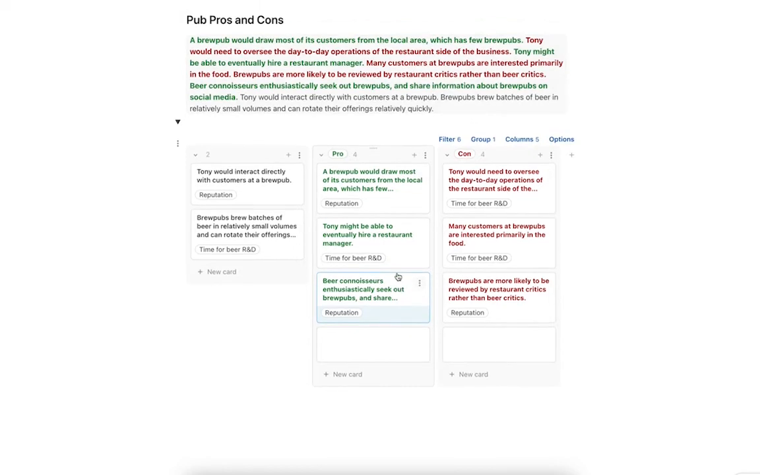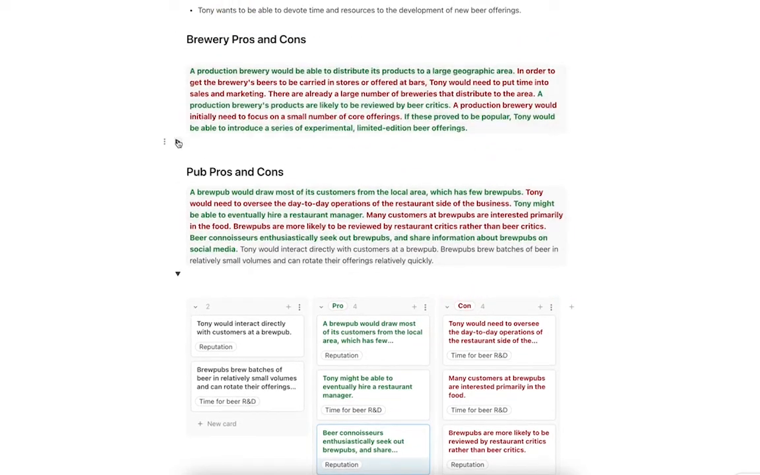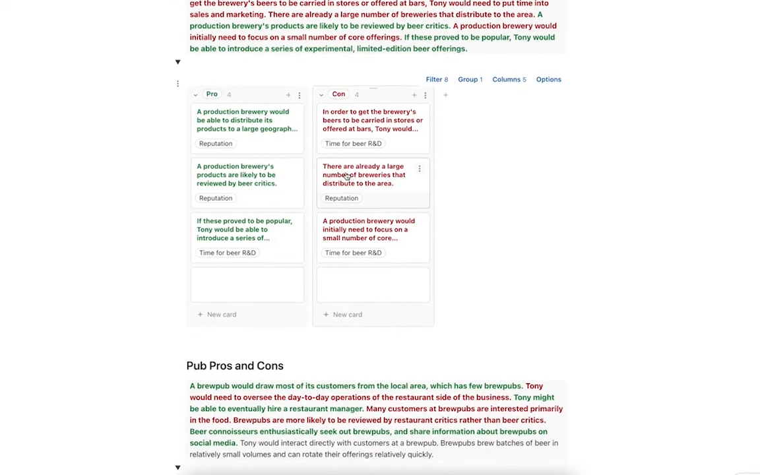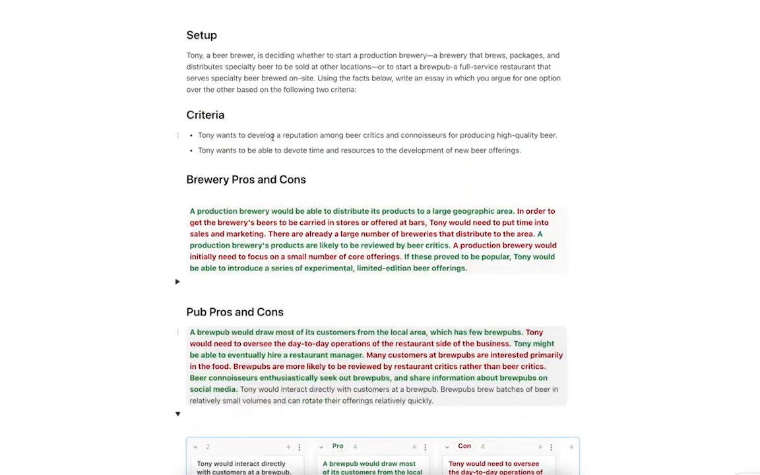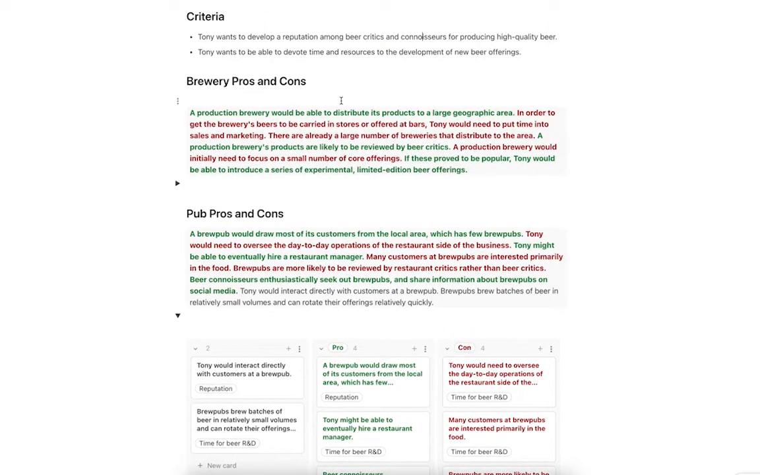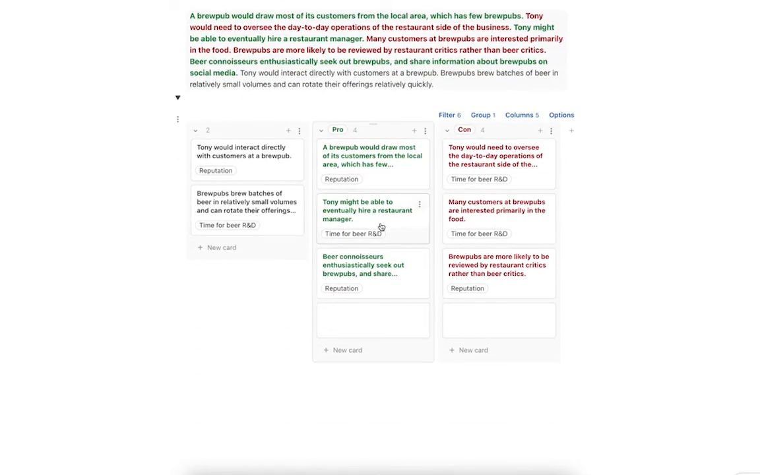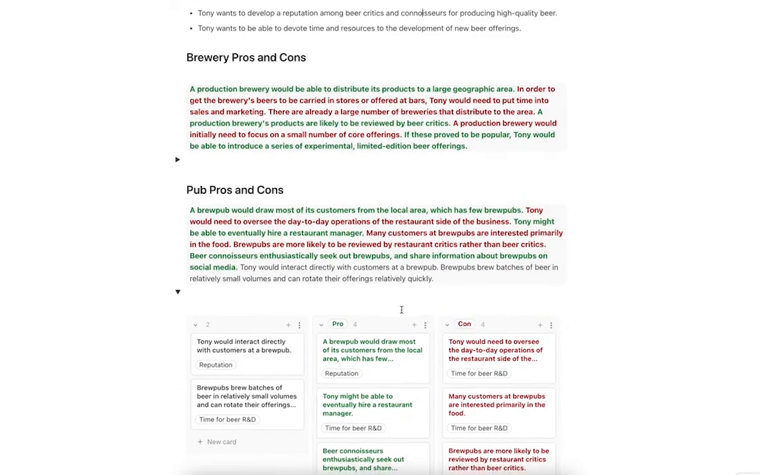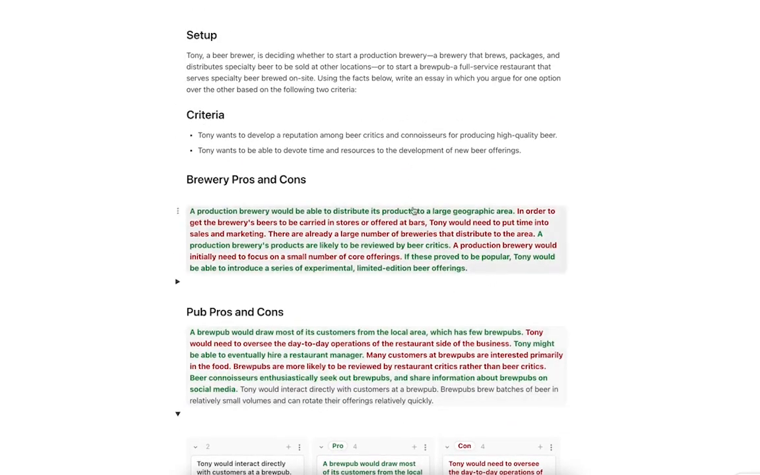This is, yet again, a counterpart of a sentence up here. I think we saw up here that a production brewery's products are likely to be reviewed by beer critics. And the criterion says that he wants a reputation among critics and connoisseurs. So if he does the brewery, he has a chance for a great reputation among critics, or at least a chance to be reviewed by them. If he does the pub, he has a chance to be reviewed by connoisseurs. It splits the criterion. It's just as easy, I think, to argue for one or the other.